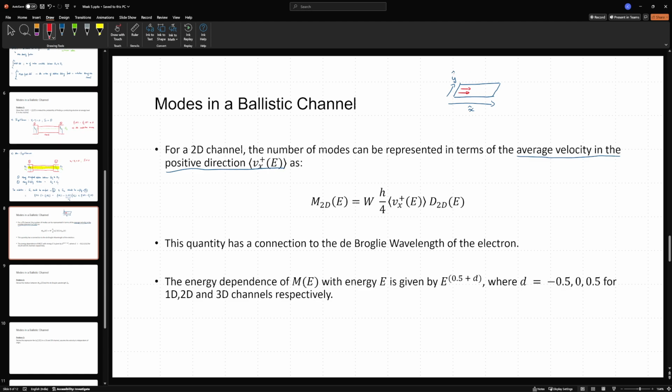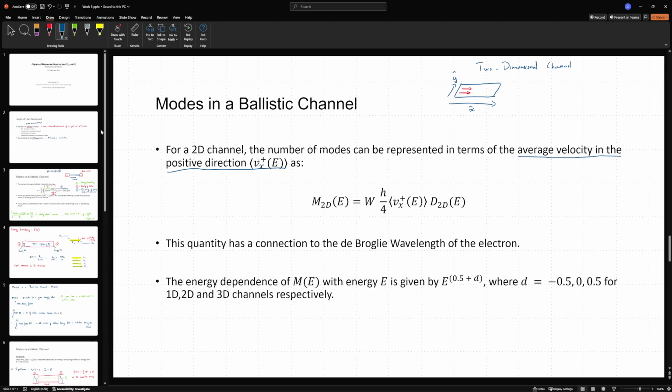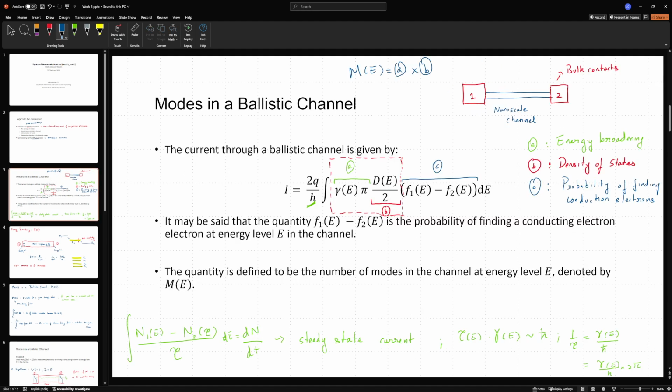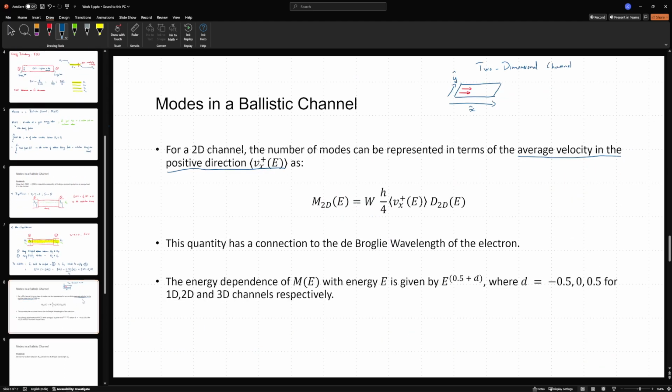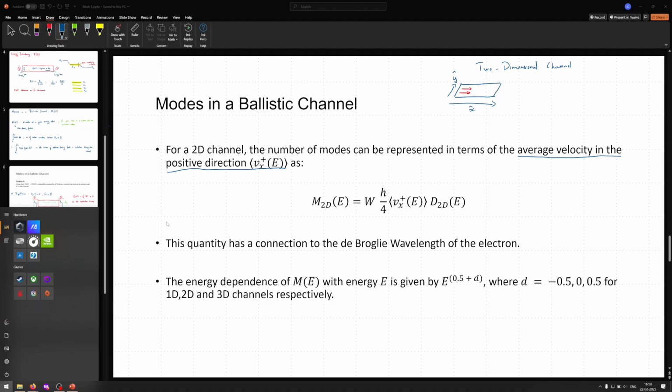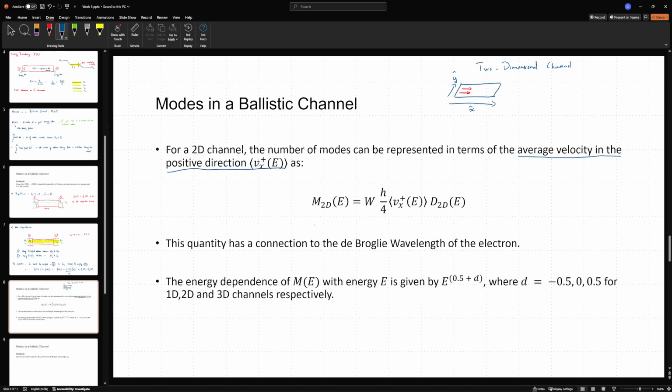For such a system, a two-dimensional channel, the quantity that apparently determines the modes is this, which kind of makes sense because ultimately, what did I want? Going all the way back up here, I wanted a quantity that was reciprocal of the transit time, tau. Now, reciprocal of the transit time is going to give me something like the velocity. It just makes sense. I'll come to that in just a minute. So this is the thing here.